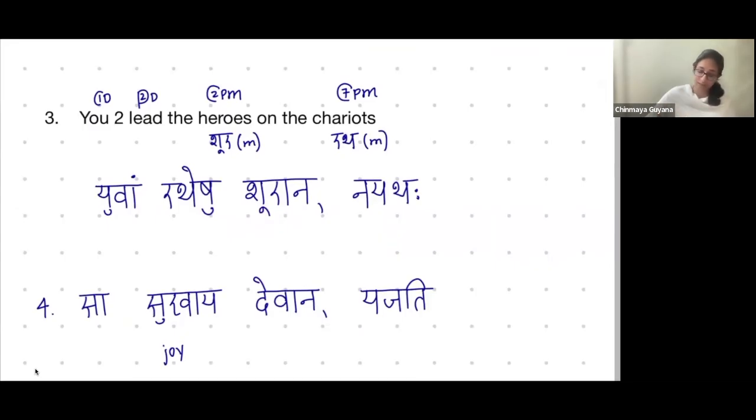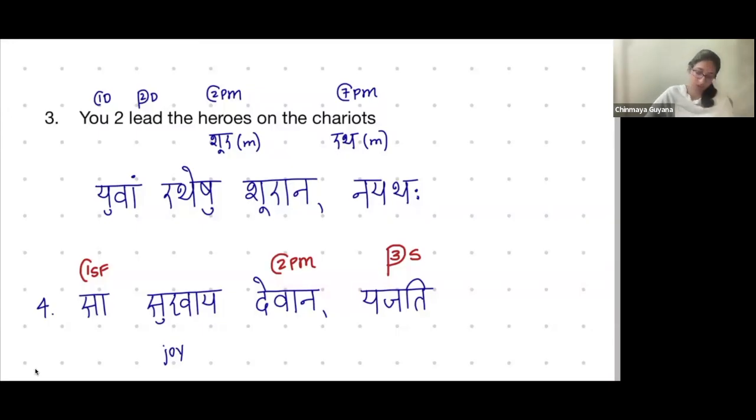Sa sukhaya devan yajati. What is our verb? Yajati. Third person singular. So now we're looking for a singular subject. What is our subject? Sa. First case singular, feminine. She worships. That is our main sentence. What does she worship? So now you see, is there any direct object? What does she worship? Devan. Devan, second plural masculine. She worships the devas.